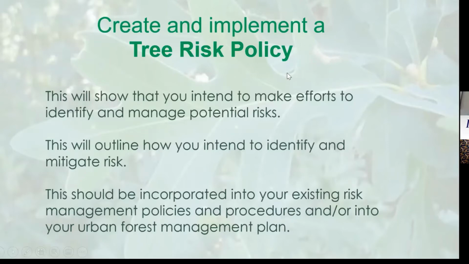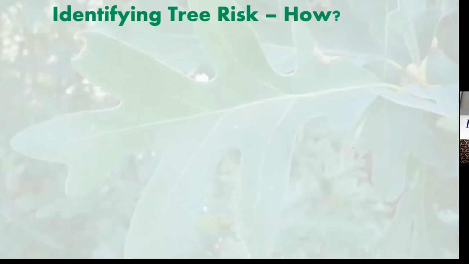So the policy is going to show that you intend to make efforts to identify and manage potential risk, and it's going to outline how you intend to do that. And this, of course, can be incorporated into your existing risk management policies and procedures. And if you have an urban forestry management plan, it should be incorporated into that also.